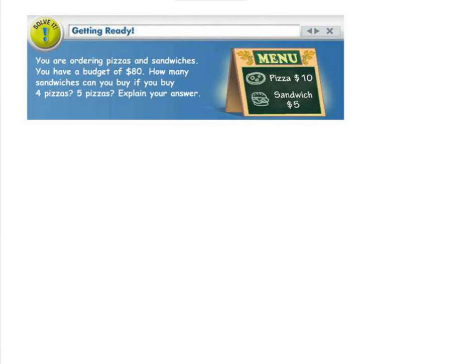Alright, so we have this sign here, like we're standing on a sidewalk walking down the street in Boulder, Colorado, and we happen to see this sign. It says pizzas are $10, sandwiches are $5. You're going to order some pizzas and some sandwiches. You have $80 in your pocket and you want to spend all of it. How many sandwiches can you buy if you buy 4 pizzas?